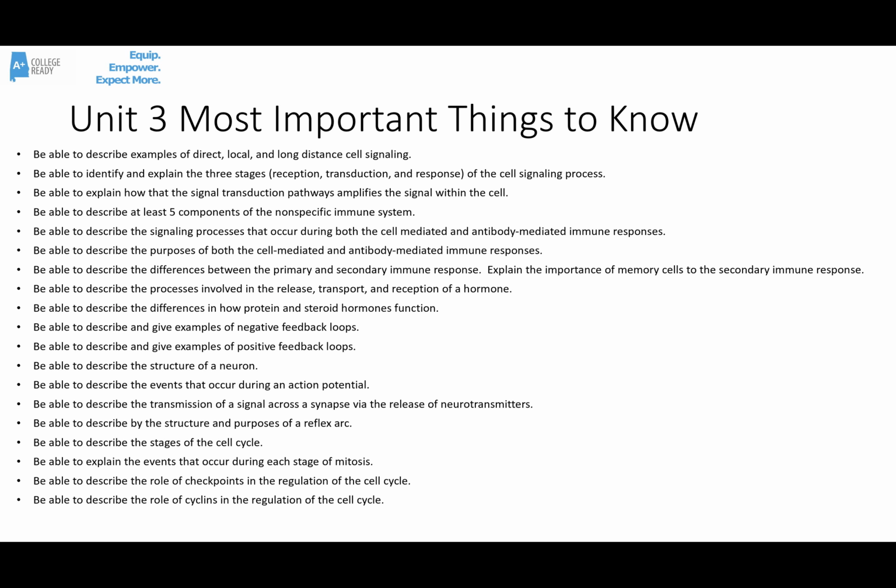Here are the most important things to know from Unit 3. Number one, you need to be able to describe examples of direct, local, and long-distance cell signaling. Number two, you need to be able to identify and explain the things that are happening during each of the three main stages of the cell signaling process. Those three steps are reception, transduction, and response. Next, be able to explain how the signal transduction pathway amplifies or spreads the signal throughout the cell.